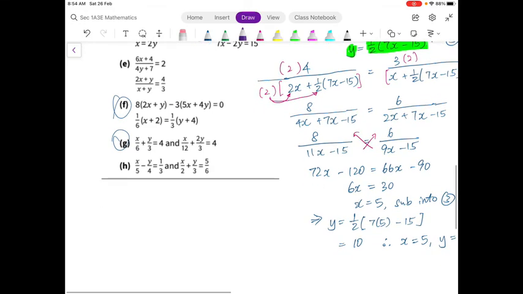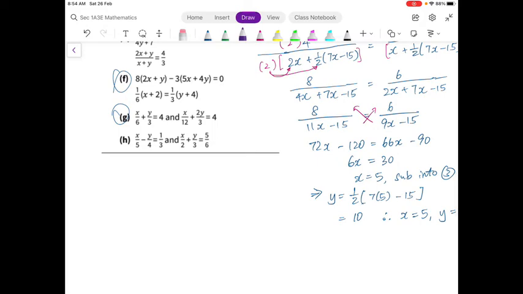Now we carry on with part F. So I'll do it over here. So first equation, 8 times of 2x plus y minus 3, 5x plus 4y equals to 0. That's equation number 1. Now equation number 2 is 1/6 x plus 2, 1/3 y plus 4.